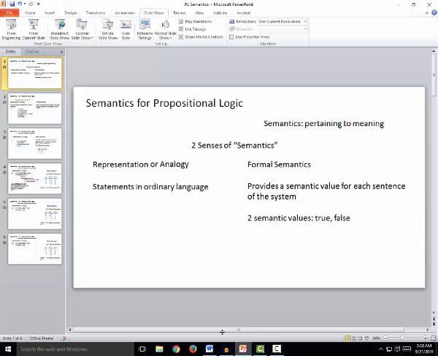As of now, we've spent some time talking about the syntax for propositional logic, and in this video, I want to start talking about the semantics. The term semantics in general means pertaining to meaning. And when it comes to this system that we are going to be dealing with, there are two senses in which we assign meaning or semantics to sentences of the system.